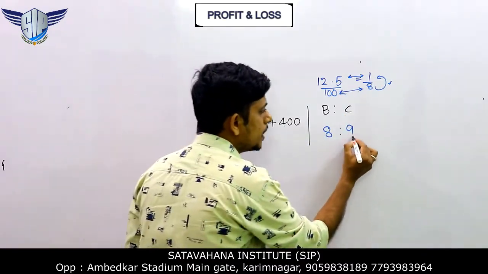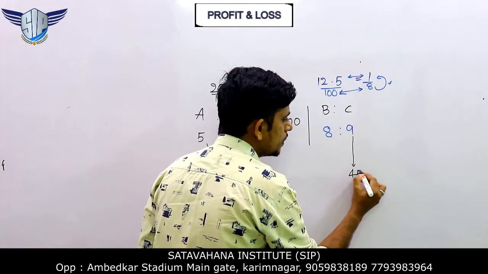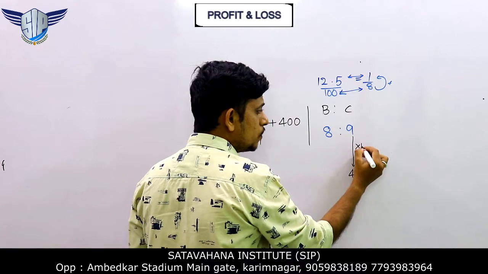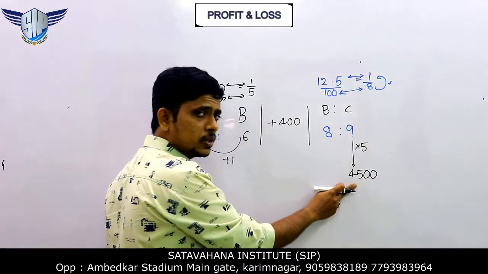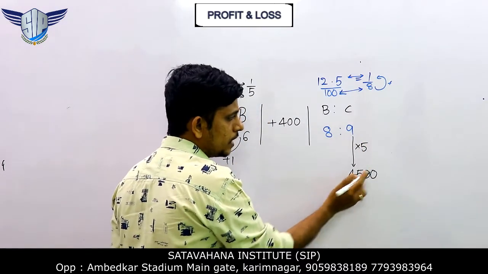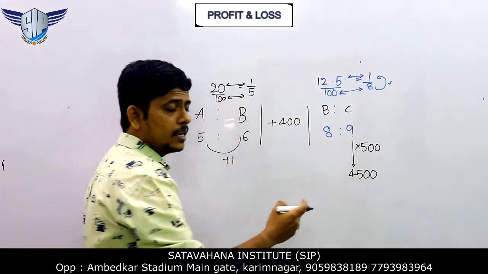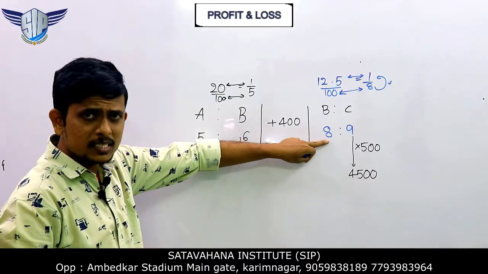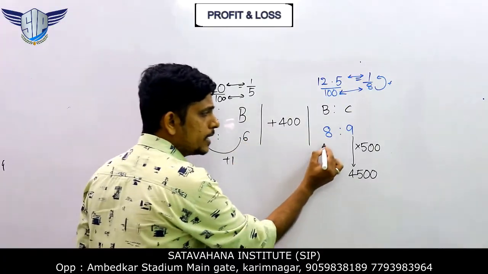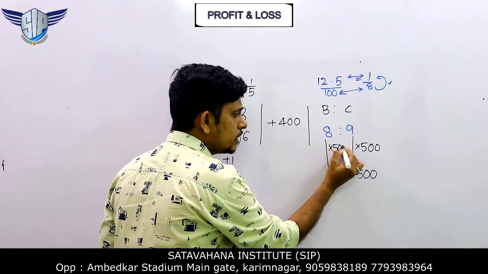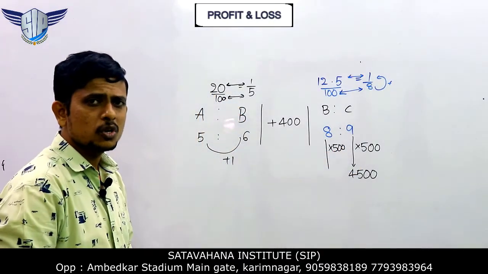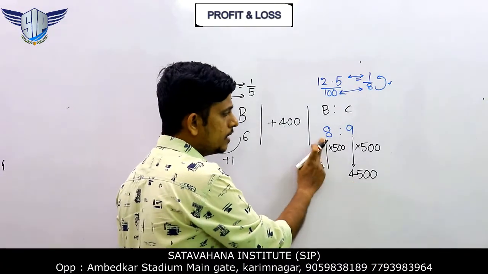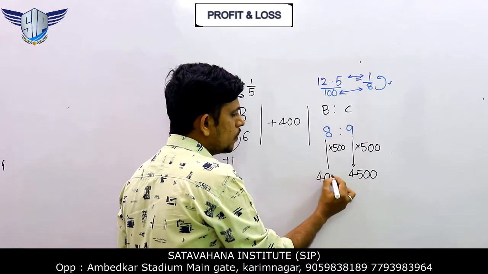That means the 9 parts value becomes 4,500. Therefore 9 into 500 is 4,500. Because this is in ratio format, we have to multiply 8 also with 500, because ratio means comparison of two equal quantities. Therefore 9 into 500 is equal to 4,500, and 8 into 500 is equal to 4,000.